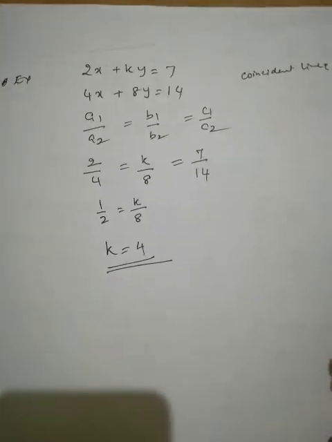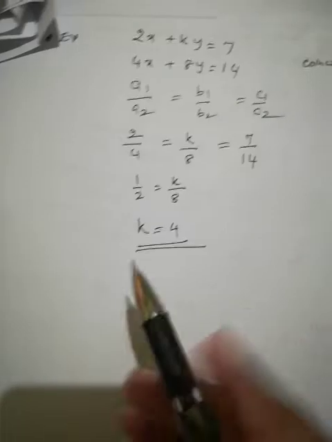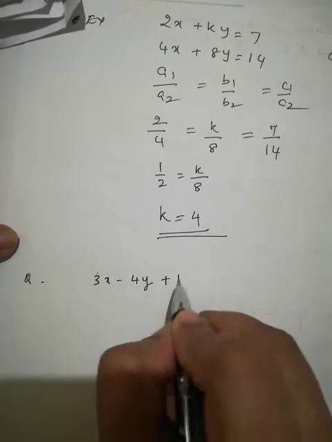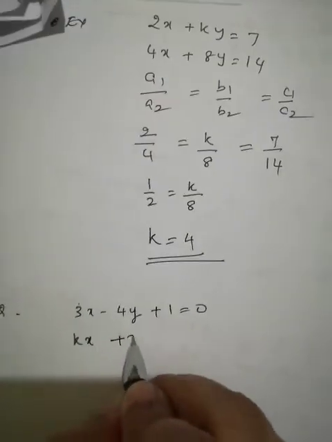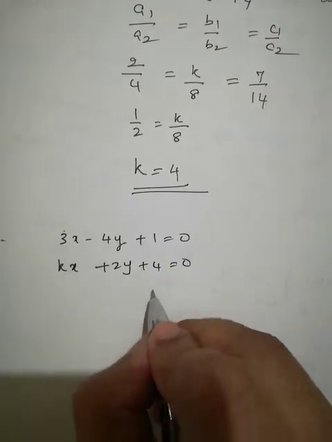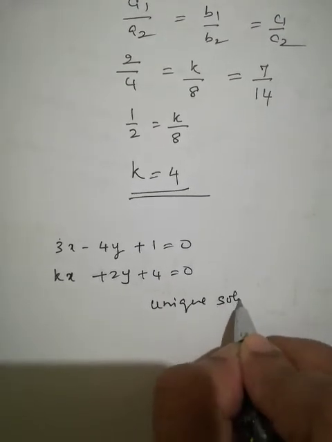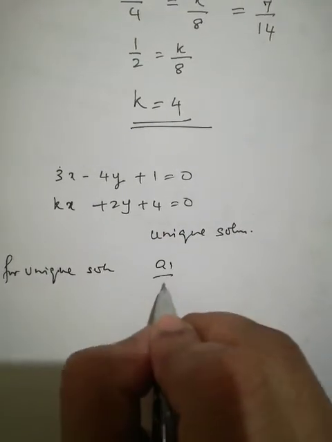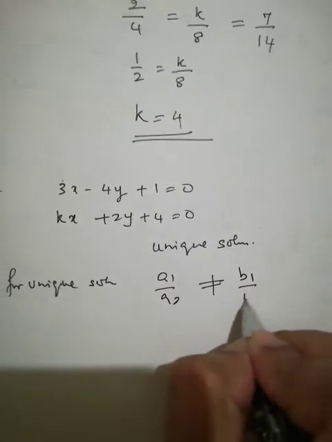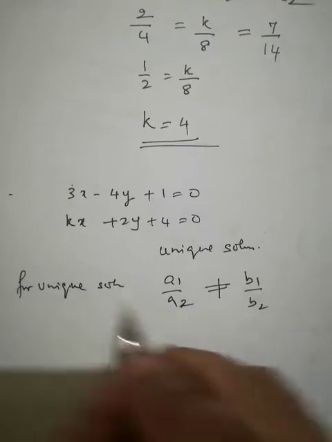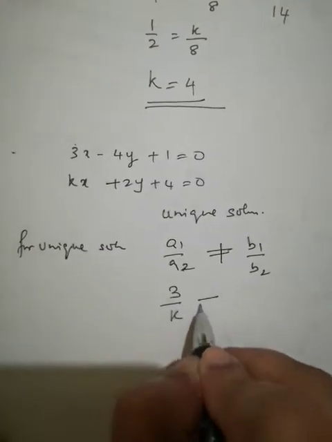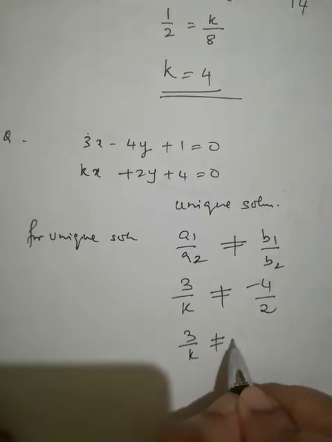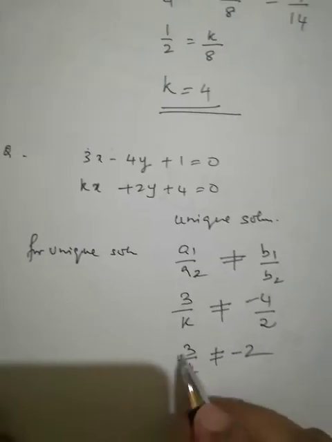Now let me take a problem where it is having a unique solution. Suppose we have 3x minus 4y plus 1 is equal to 0 and kx plus 2y plus 4 is equal to 0. It is given that it is having a unique solution, and for a unique solution the condition is a1 by a2 is not equal to b1 by b2. Remember, not equal to. So what we will do, 3 by k is not equal to minus 4 by 2. So it will be 3 by k not equal to minus 2, or you can cross multiply.